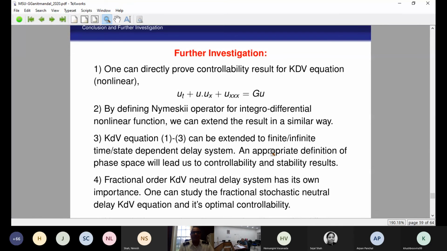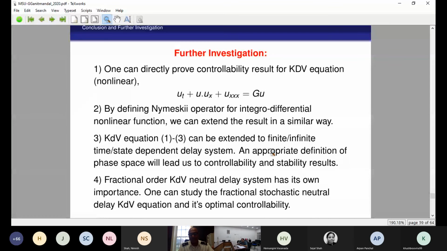Parabolic equation too. By defining Nemytskii operator for integral differential nonlinear function, one can extend the result in a similar way. KdV equation 1, 2, 3 can be extended to finite and infinite time and state dependent delay. Guys, time dependent and state dependent, this is really very important. Whenever you want to work in the infinite dimension space with delay term, at that time you are not allowed to work in a full space.